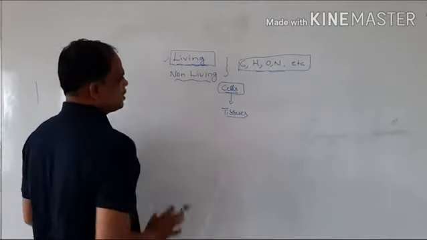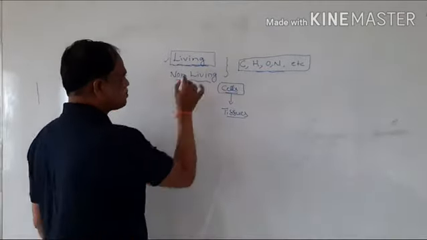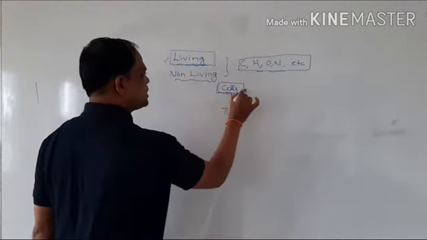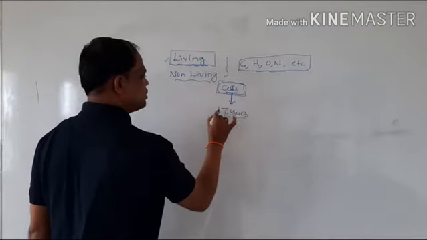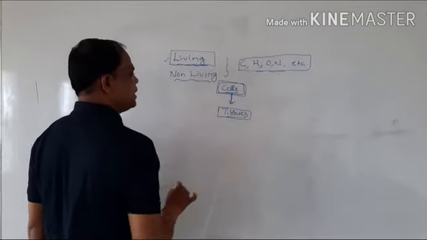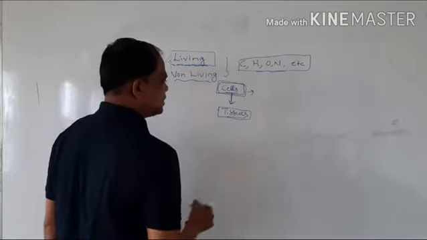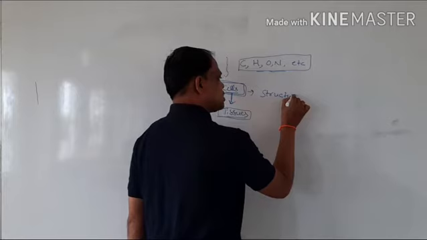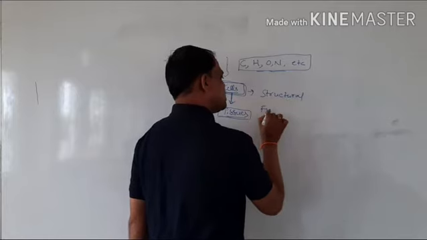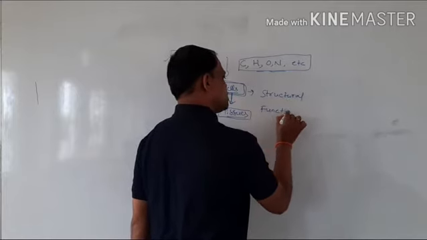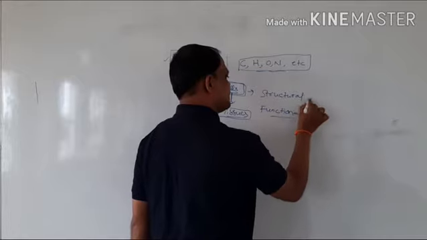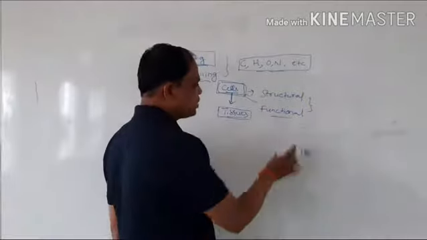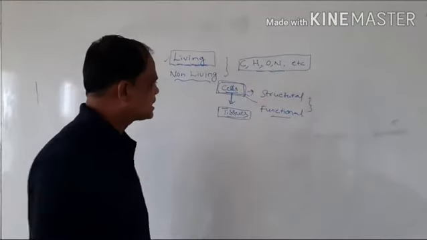Right. So all living organisms are made up of cells, and a group of cells is called a tissue. Mainly, the cell is the structural and functional unit. The structural and functional unit is called a cell.